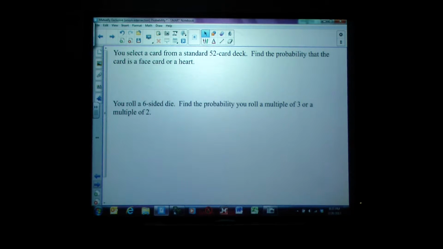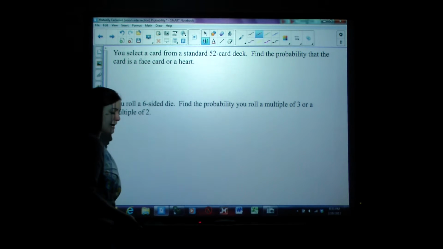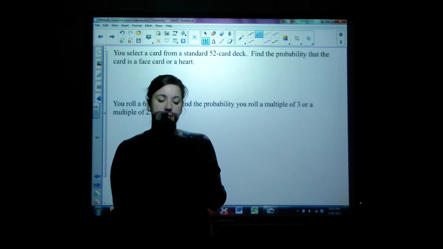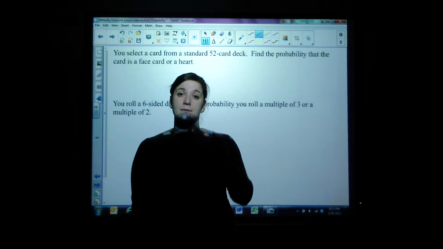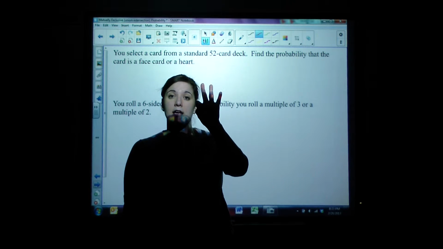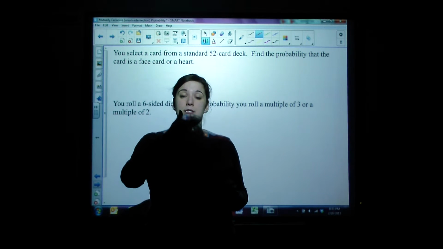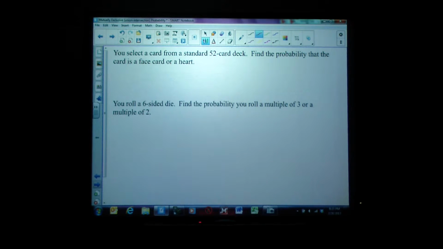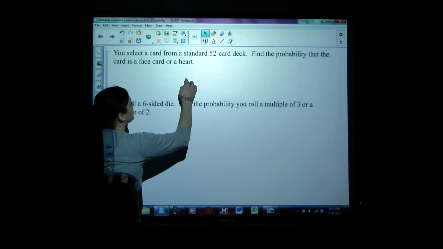Okay, let's try this again. It says you select a card from a standard deck. Find the probability that the card is a face card or a heart. How many face cards are there in a deck? Well, when we talk about face cards, we're talking about jacks, queens, and kings. That's 3. However, there's a jack, a queen, and a king in all 4 suits. So spades, clubs, diamonds, and hearts. So out of all 4 suits, there are 3 face cards in a suit, which means there are 12 total face cards in a standard deck.